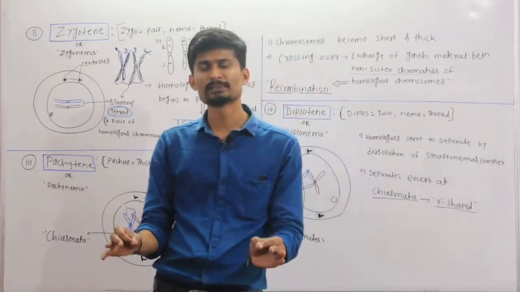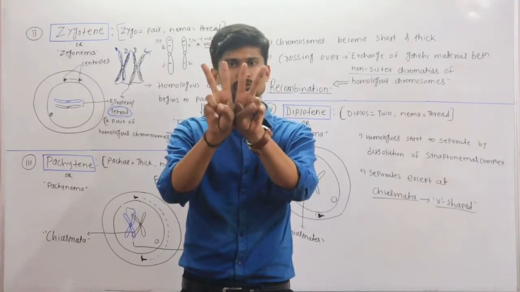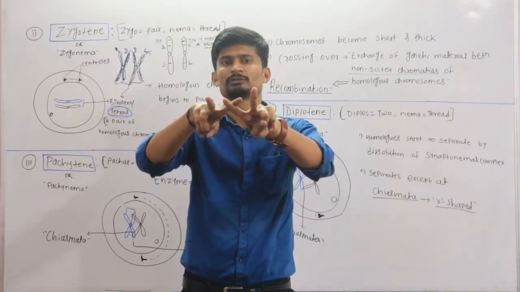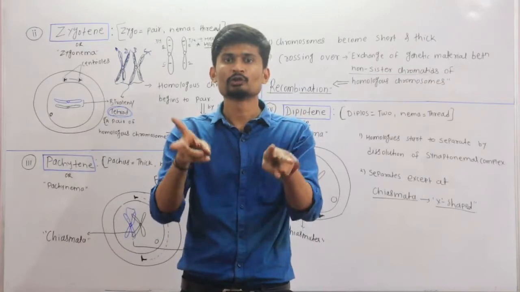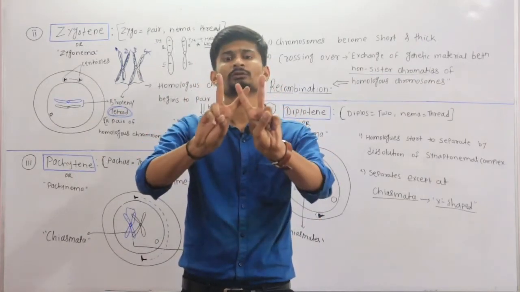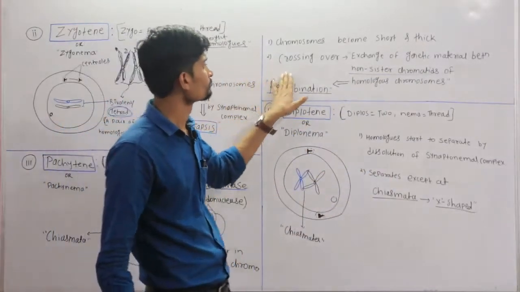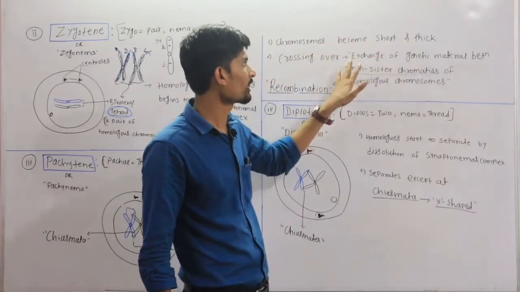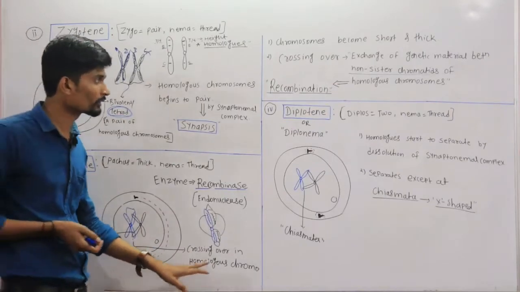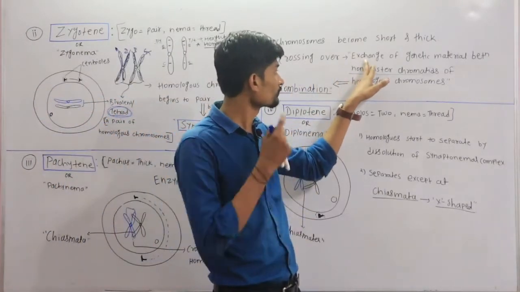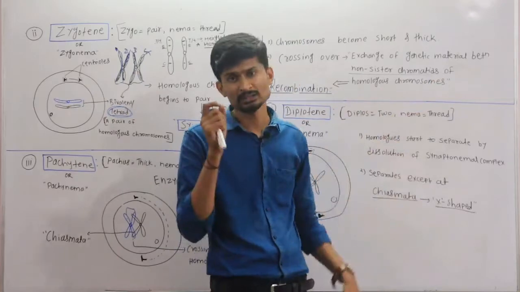So crossing over always takes place between the non-sister chromatids of homologous chromosomes. These are homologous chromosomes and these are non-sister chromatids. So simply, crossing over means exchange of genetic material between the non-sister chromatids of homologous chromosomes. So it will look like an X shape. Chromosomes become thick and short in this pachytene stage, and the important event is the crossing over.